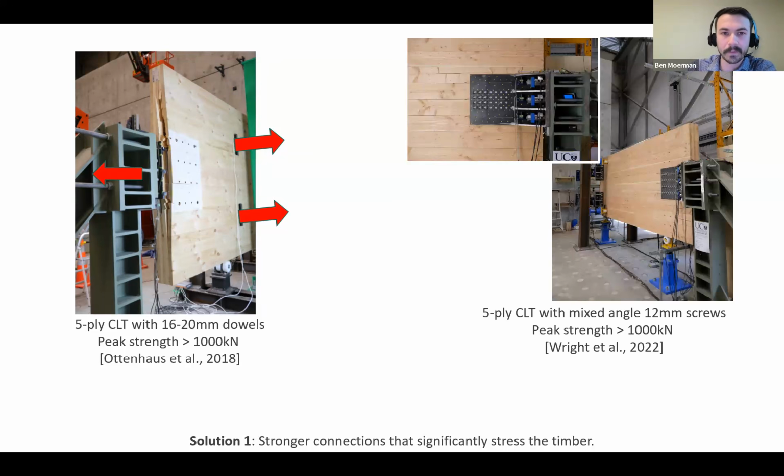So with these types of connections, then we're actually getting in the range of, we start getting worried about the failure of the timber, not just the fastener. So we got to be careful, but it's also the best way to get high utilization out of our material.